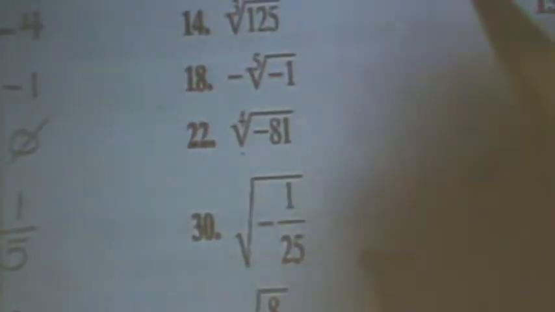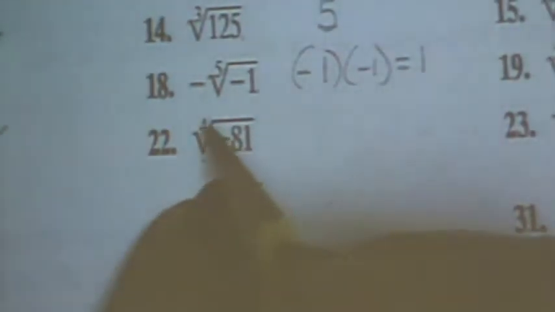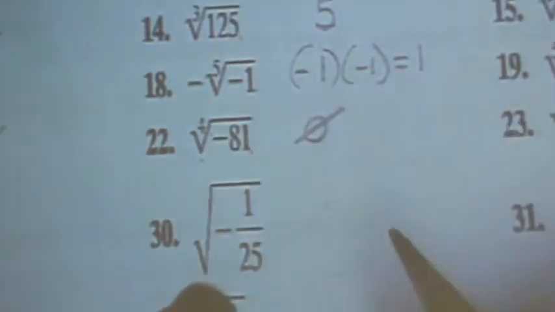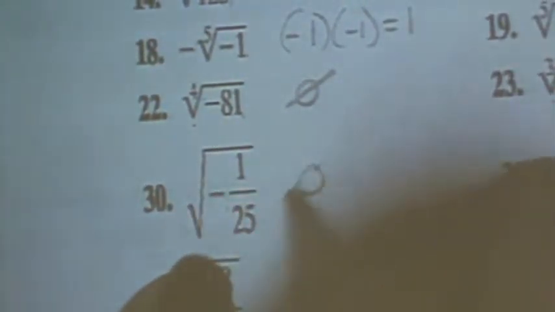Next column. 3 numbers that are the same that multiply to give you 125 is 5. 5 of the same numbers that multiply to give you -1 is -1, and then multiply that by -1. -1 times -1 gives you a +1. Do you have 4 of the same number that multiply to give you a negative number? You can't do that. You can't have an even index and a negative. The same thing here, can't have an even index and a negative number. Can't do it.